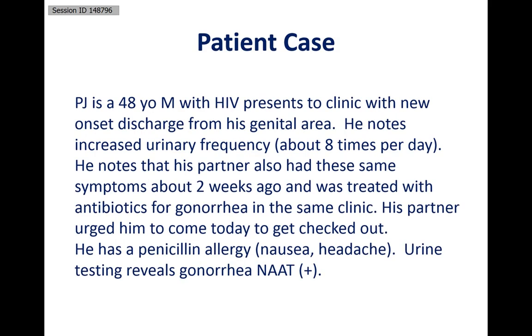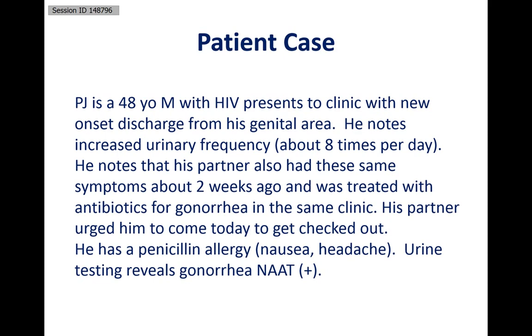All right, we're going to do another case for gonorrhea before we finish up. So we have PJ, who's a 48-year-old male with HIV, presents to clinic with new onset discharge from his genital area. He notes increased urinary frequency, about 8 times per day. He notes that his partner also had these symptoms about 2 weeks ago and was treated with antibiotics for gonorrhea in the same clinic. His partner urged him to come today to get checked out.